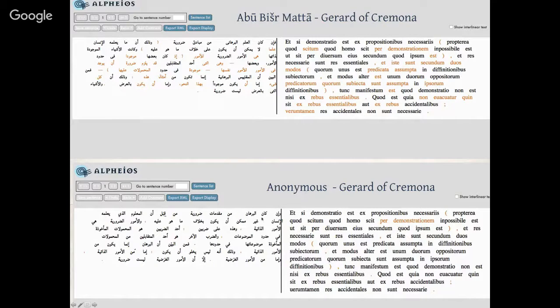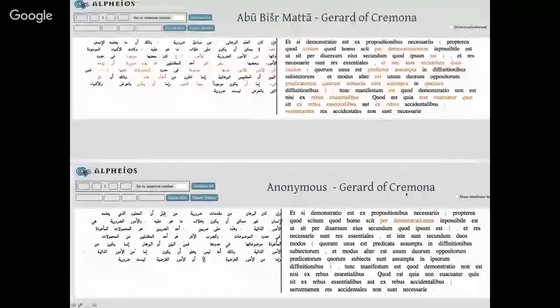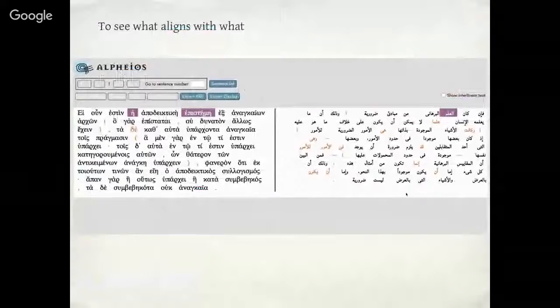Look down here. Look at how perfectly these align, in the same way in which Abu Bishr's text aligned with James of Venice's on the previous slide. So on the one hand, Greek, James, and Abu Bishr. On the other, the Anonymous Arabic translation and Jared, almost identical. That's my point. Just one thing I wanted to point out before handing it back to Usama is how you can see what aligns with what exactly.